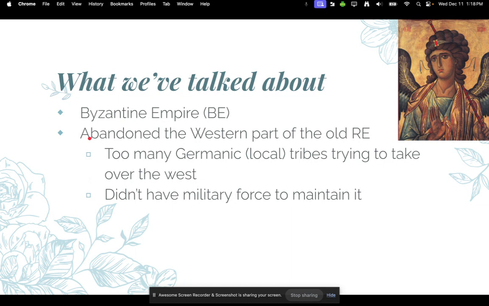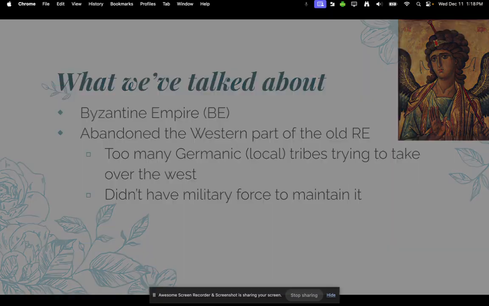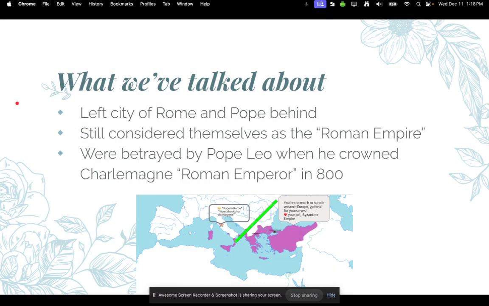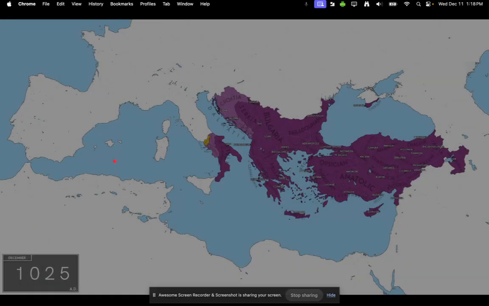And we talked about how they abandoned the western part of the old Roman Empire. There were also too many Germanic local tribes trying to take over the West, so that's one of the reasons why they totally left Italy, and they didn't have the military force to maintain it. They also left the city of Rome and the Pope behind, although they still consider themselves the Roman Empire, even though they abandoned the city of Rome. And they were also betrayed by Pope Leo when he crowned Charlemagne the Roman emperor in 800. I know we talked about that in the last lesson video.